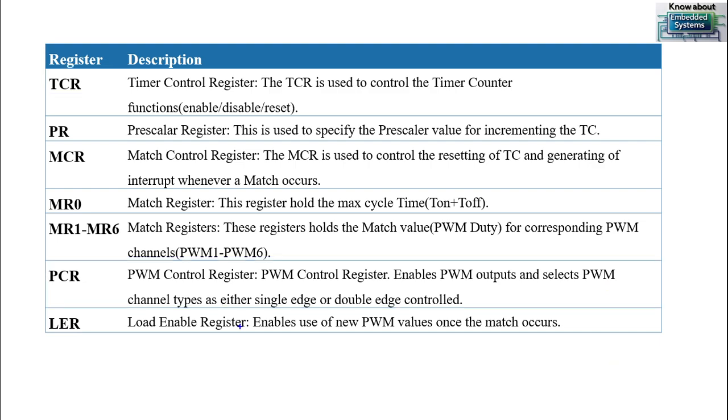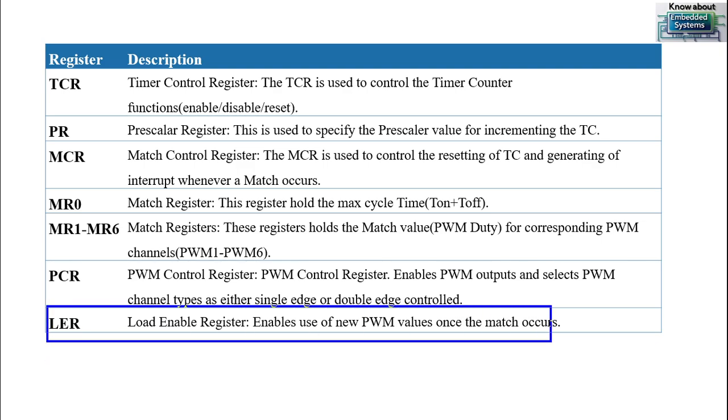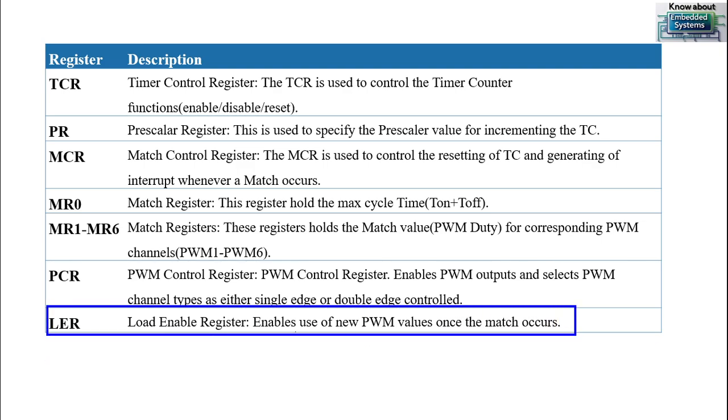And then we have the latch enable register. Here you can see the load enable or latch enable register. This is used to enable the new PWM value. It's very straightforward. This is going to enable the particular MR value. This register is used to enable the respective MR.